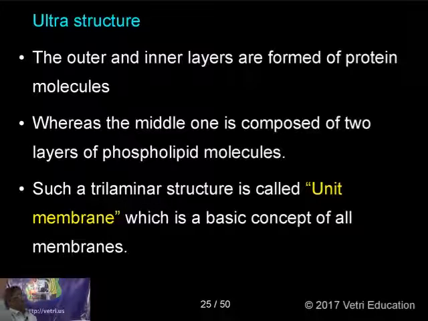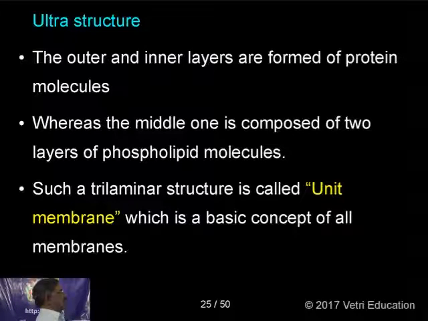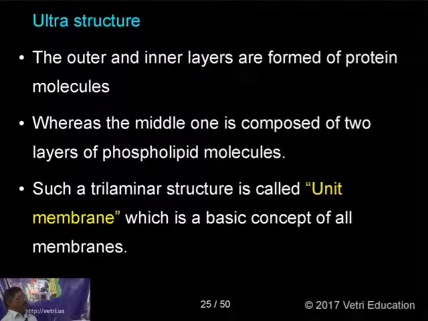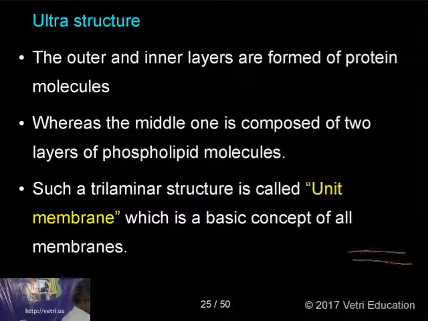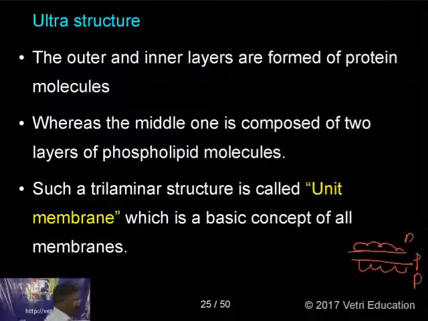The outer and inner layers are formed of protein molecules. So remember, I told you 3 layers. Of the 3, the outer and inner layers are formed of proteins, whereas the middle one is composed of 2 layers of phospholipid molecules. So in the center, 2 layers of phospholipid, and above you can have a protein layer, below you can have another protein layer. Such a trilamellar structure is called a unit membrane, which is a basic concept of all membranes.